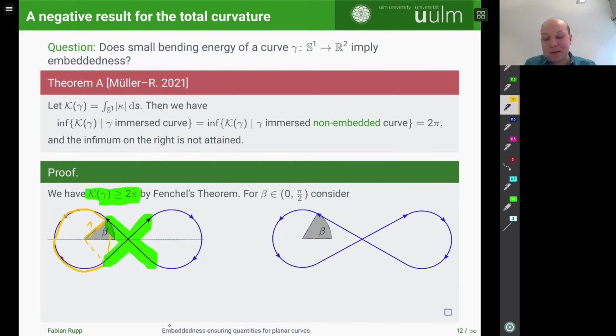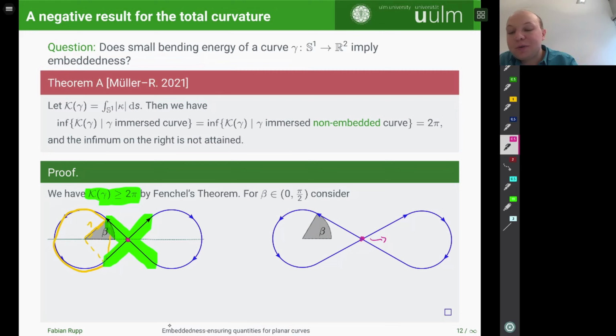And what is clear is that now if beta goes to pi over 2, then this Pac-Man shape becomes, so the mouth opens more and more, and the self-intersection point, which was here in the first picture, moves to the right and converges to infinity in some sense as beta approaches pi over 2, because then the two lines want to become parallel. And this basically already indicates what happens to the energy.